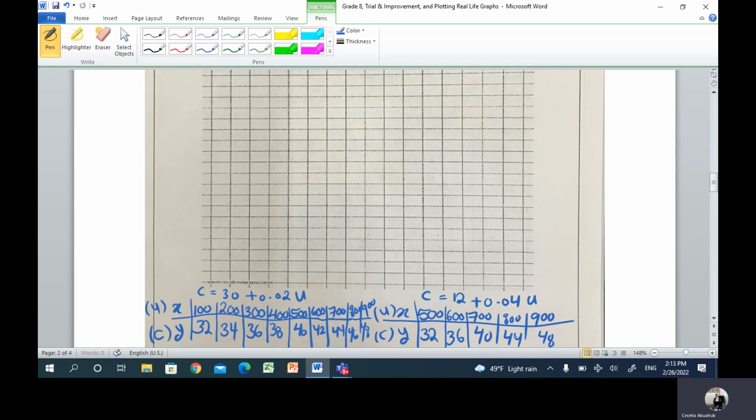Have you noticed something? We have something in common between the first table, which is the table for company X, and the second table, which is the table for company Y. As you can see, if U is 900 here, we're going to end up with a cost equal to $48 in total. And the same, if U is equal to 900 in company Y, we're going to end up with a total cost of 48.